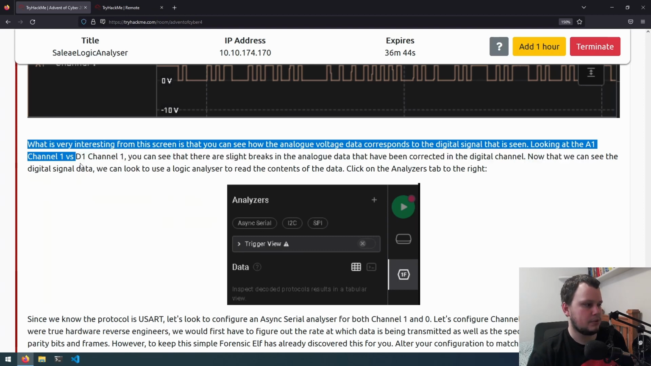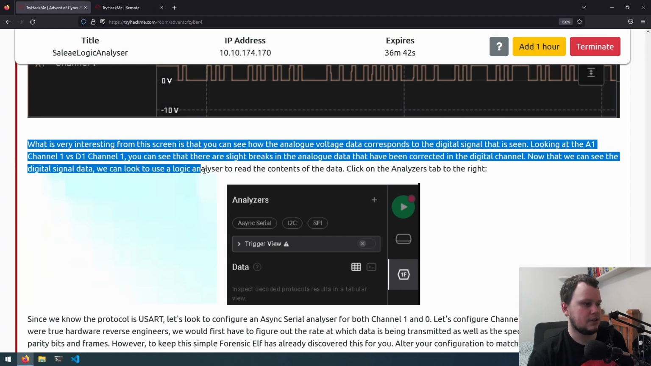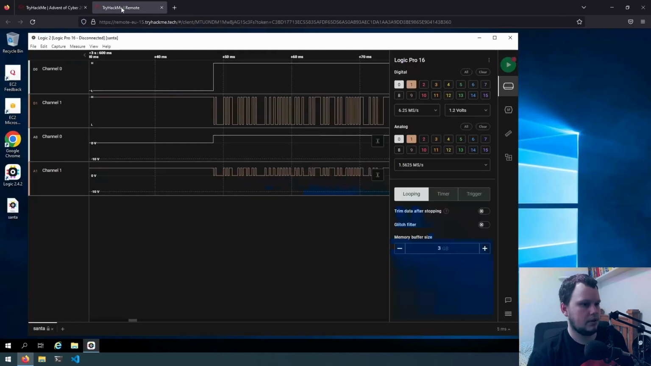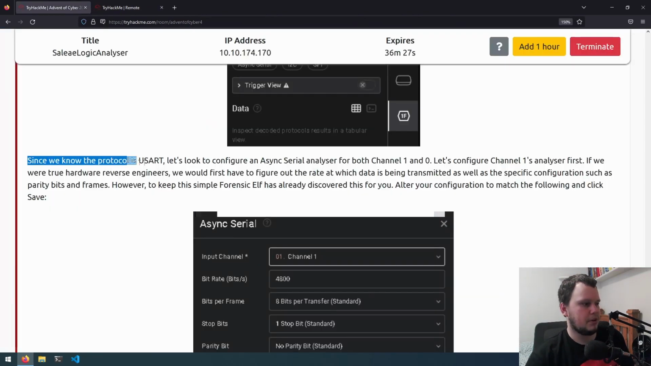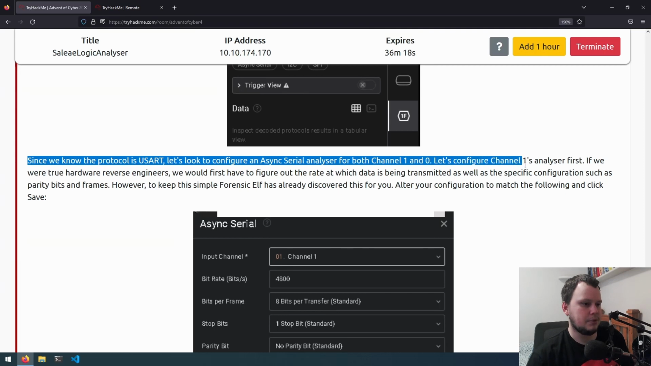Now that we can see the digital signal, we can look to use Logic Analyzer to read the contents of the data. Click on the Analyzers tab to the right, so that is here. Since we know the protocol is USART, let's look to configure an async serial analyzer for both channel 1 and channel 0. Let's configure channel 1's analyzer first.